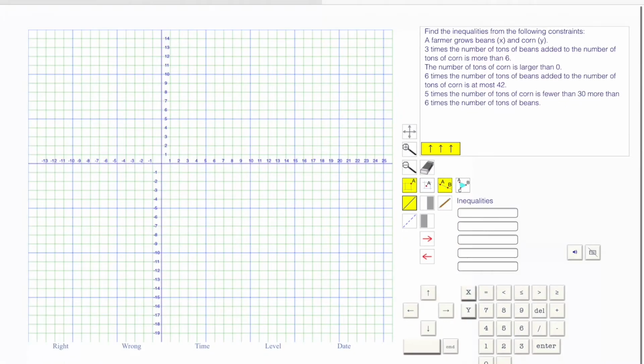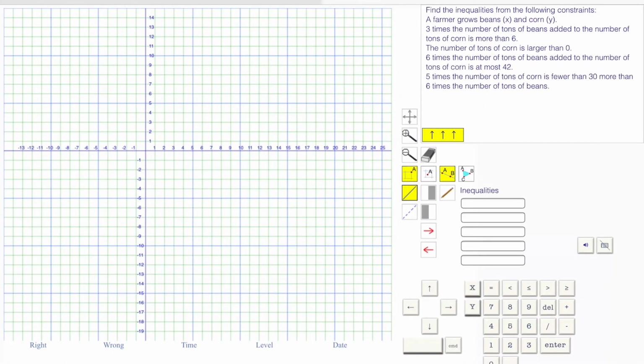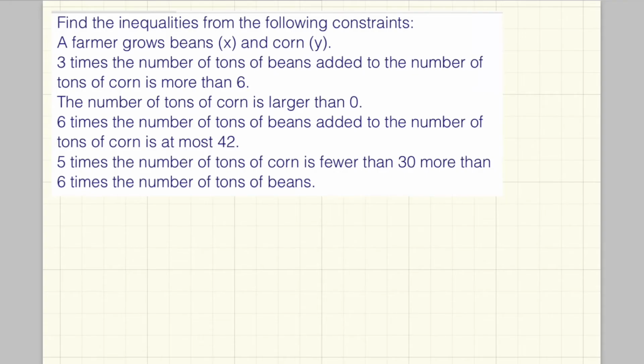Welcome to level 3 of the optimization math program. Find the inequalities from the following constraints. A farmer grows beans and corn. Beans is X, corn is Y.